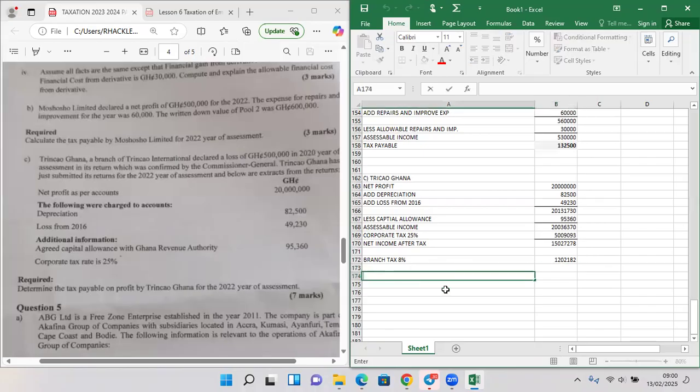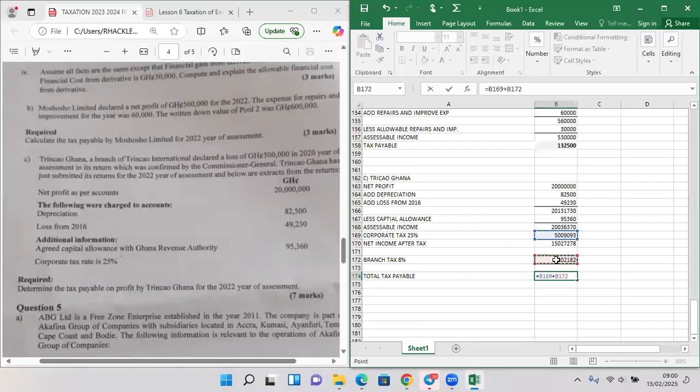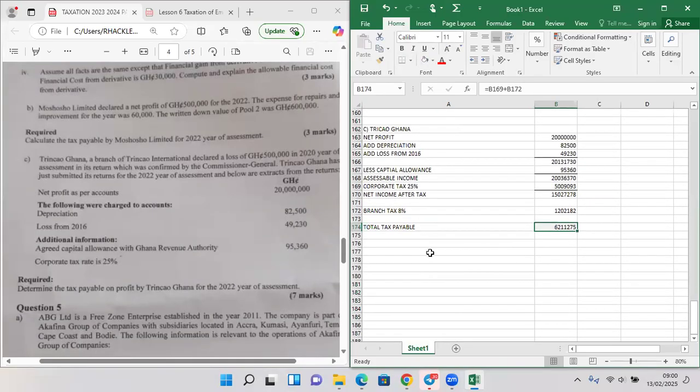So this is going to let the total tax payable equal to this plus this. This is the total tax payable. Therefore, the total tax payable by Chicago is 6,211,275 Ghana cedis. You are done.